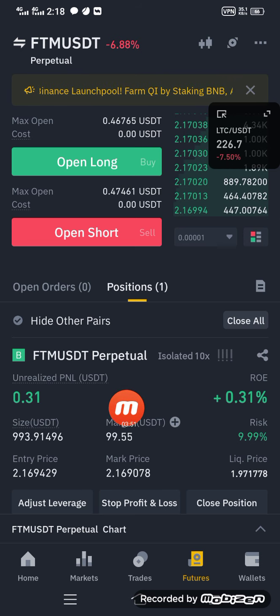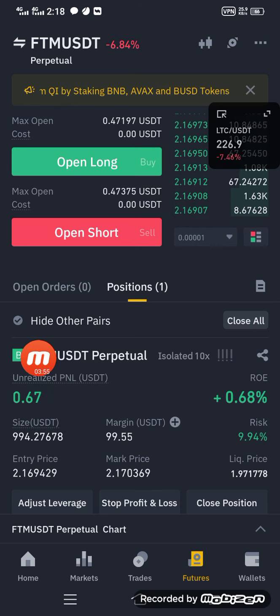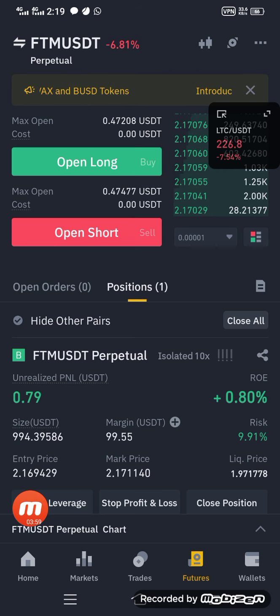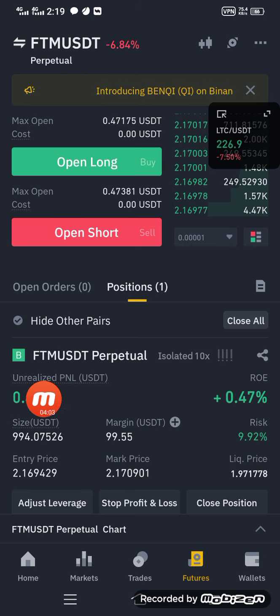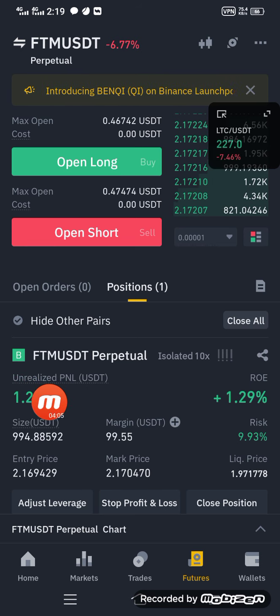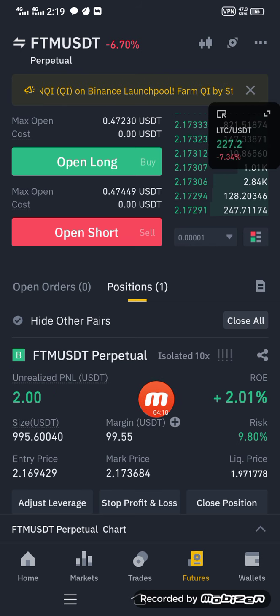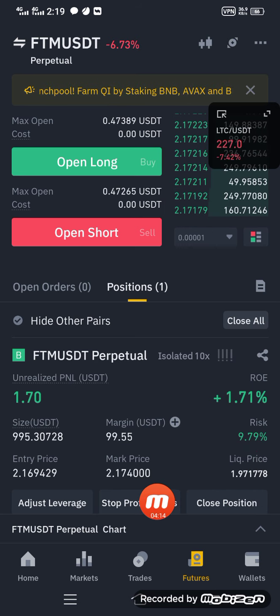You see it, this is my margin and that's my profit and loss. It's a size entry at 2.16, that's my profit, real profit. And if it's in the red, it will be my loss. So it's released, that's my liquidation. If it comes here, it's my liquidation.